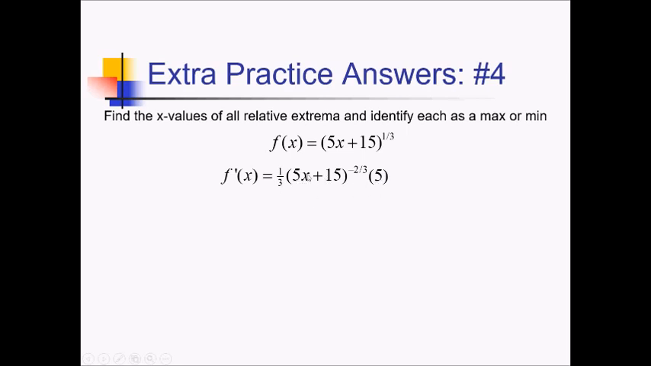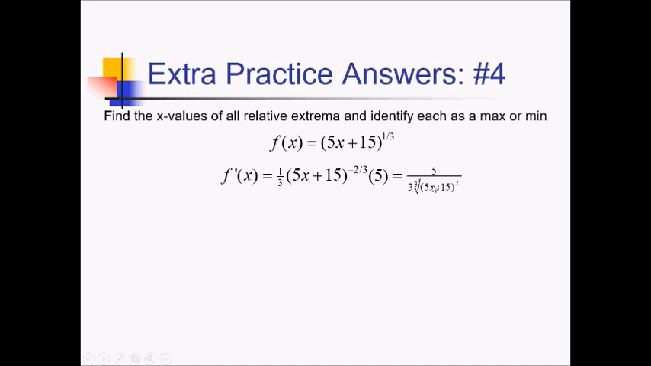Let me clean this up a little bit because I'm about to figure out where this thing is either 0 or undefined. And in this form, it's kind of hard to tell. So I've got a 5 in the numerator, and in the denominator, I've got a 3 and a cube root of all this stuff in the parentheses. And it's all being squared too. That's what this 2 is doing.